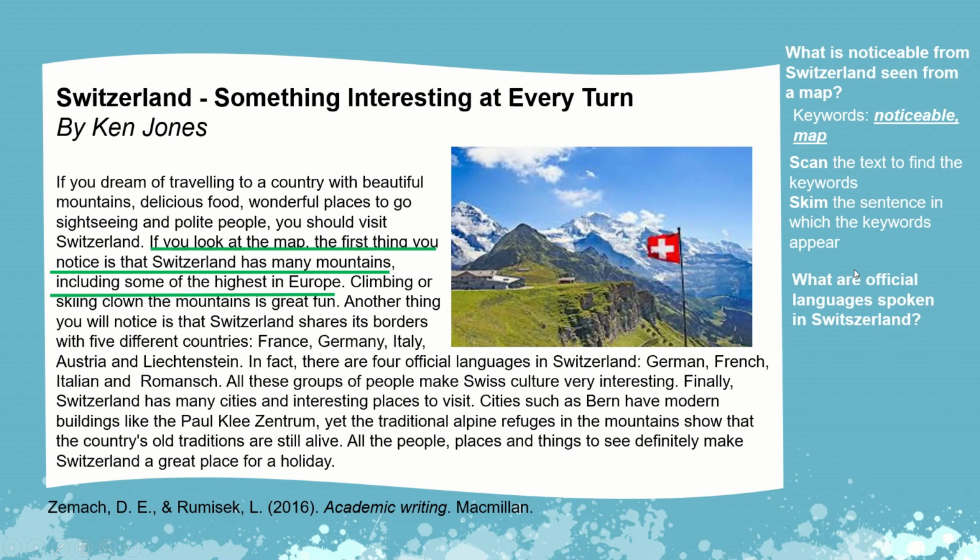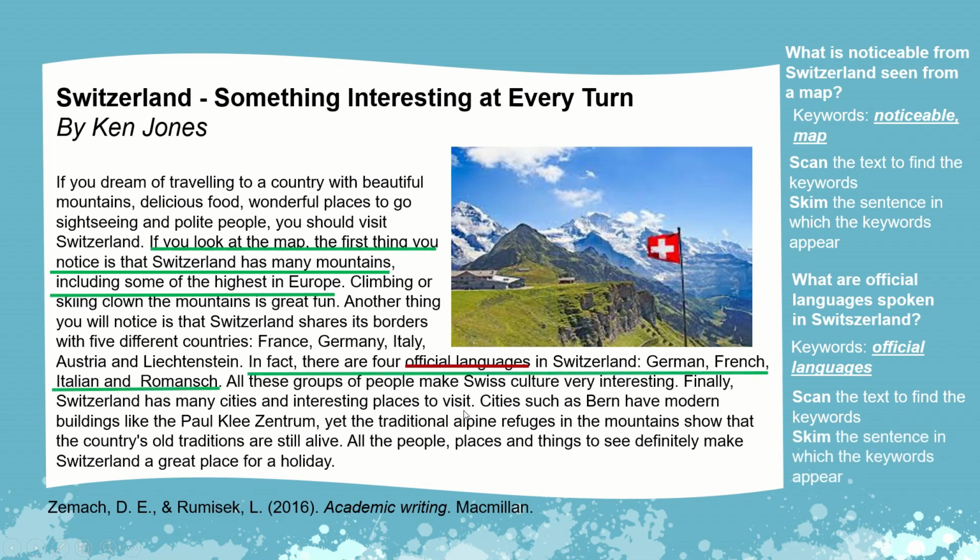And the next question, what are the official languages spoken in Switzerland? The keywords here are the official languages. Now you scan the words official languages. There you are. This is the place where official language is located. And then after this, skim the sentence. In fact, there are 4 official languages in Switzerland: German, French, Italian, and Romansh. Now you can answer the question.